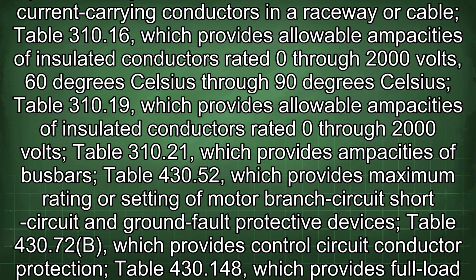Table 430.72(B), which provides control circuit conductor protection. Table 430.148, which provides full load currents in amps, alternating current, single-phase motors. Table 430.150, which provides full load currents in amps, alternating current, three-phase motors. Table 430.248, which provides full load currents in amps, direct current motors.